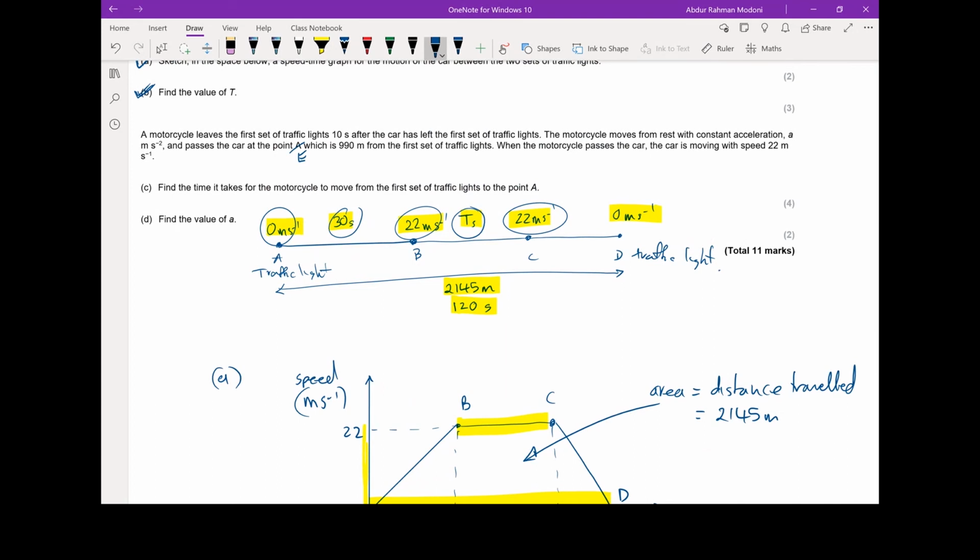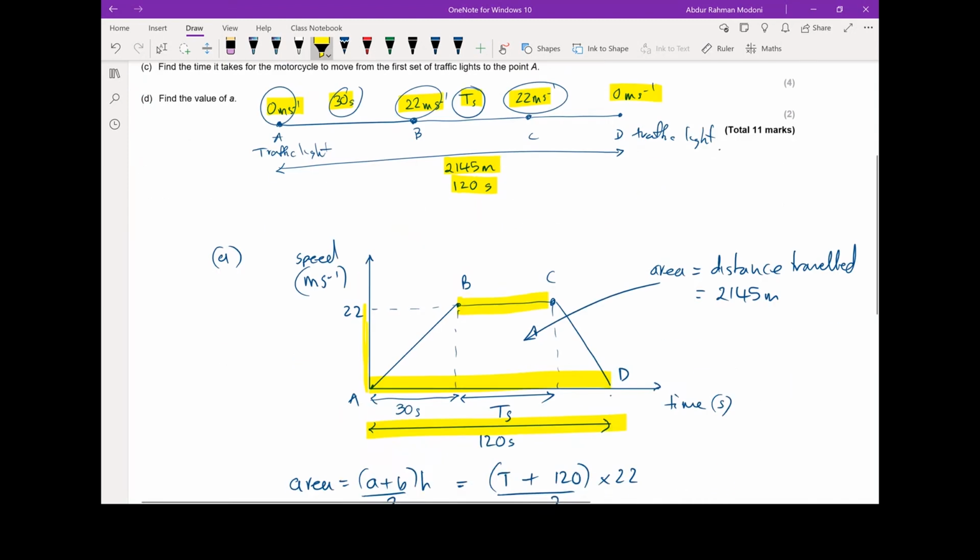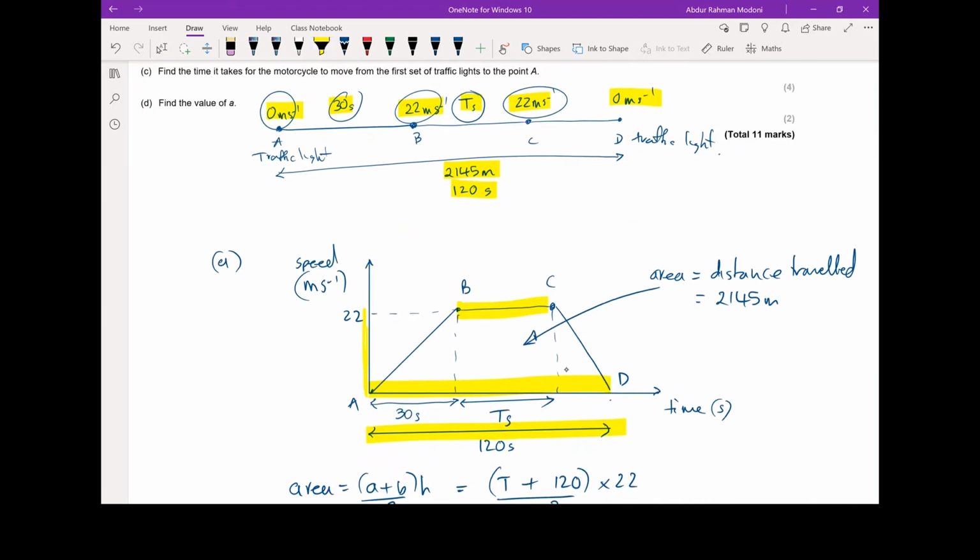Now this point E is 990 meters from the first set of traffic lights. So when the motorcycle passes, the car is moving with a speed of 22 meters per second. So this bit's really important. It means that where the motorcycle will pass the car is happening at this journey of the car. This journey of the car is happening somewhere here. And so there is a particular point where this happens. So let's just say the point E is somewhere here.